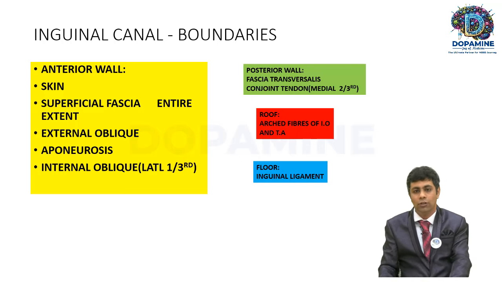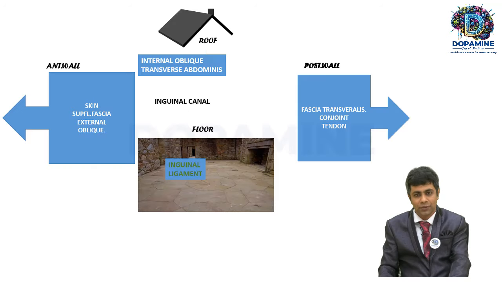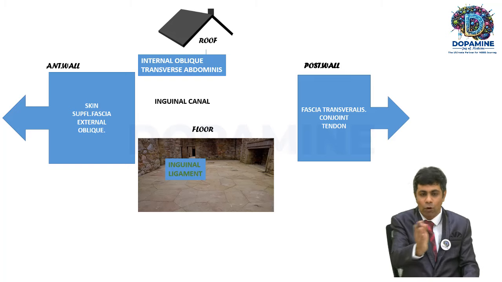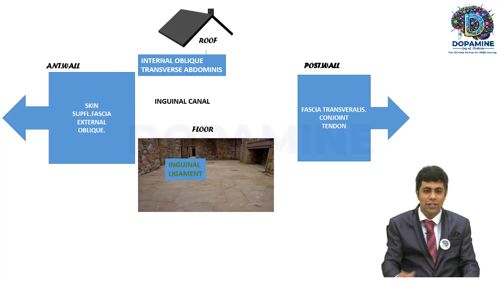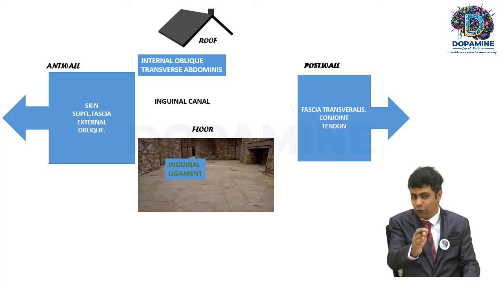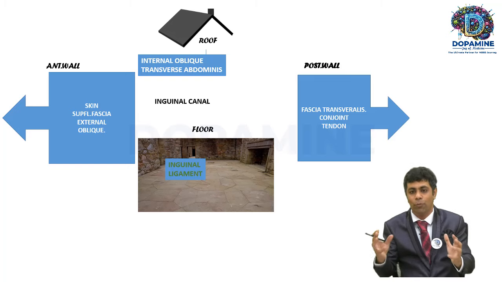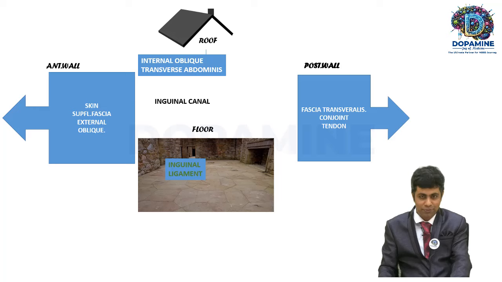Now let us talk through this. Once again look at this picture here. So this will further simplify. The anterior wall is formed by skin, superficial fascia, the external oblique muscle, and of course the medial half is also supported by internal oblique muscle. The posterior wall is formed by the fascia transversalis and the conjoint tendon. The roof is formed by internal oblique and the transverse abdominis muscle, and the floor is formed by the inguinal ligament. And you already know about the inlet and the outlet.